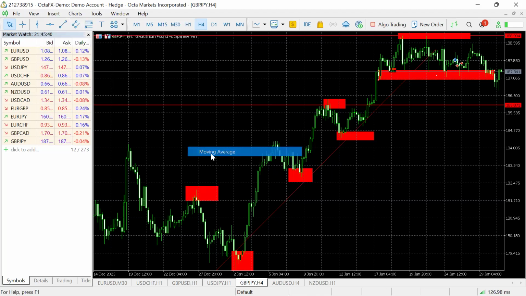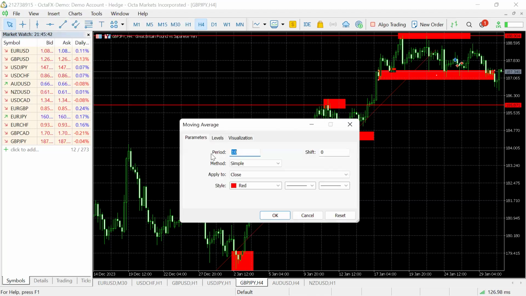Moving average. Now, it depends. There are different kinds of moving average, and different settings you could use for your moving average. First is period.